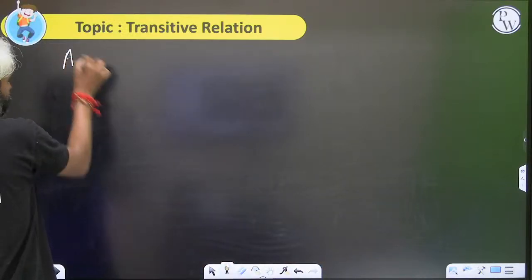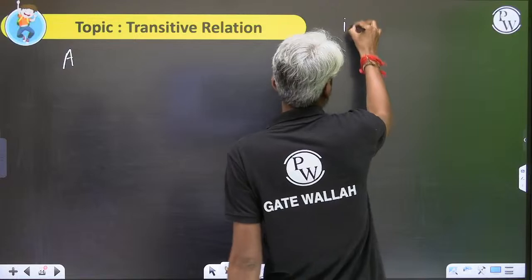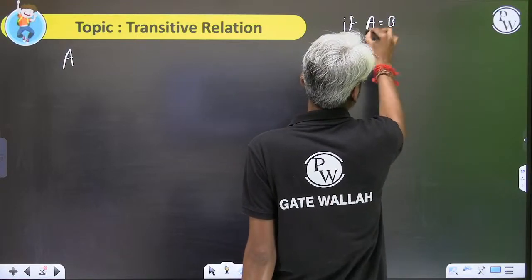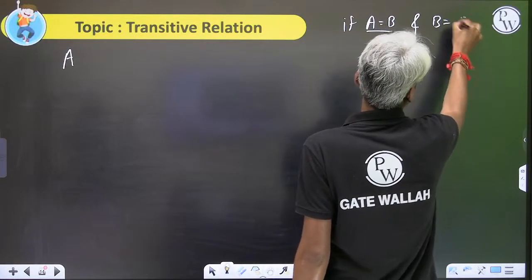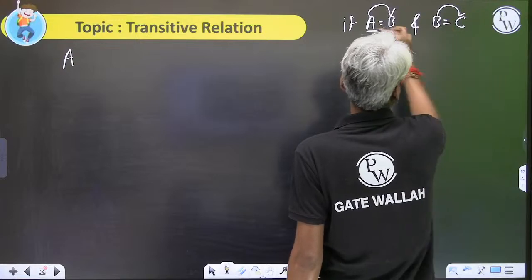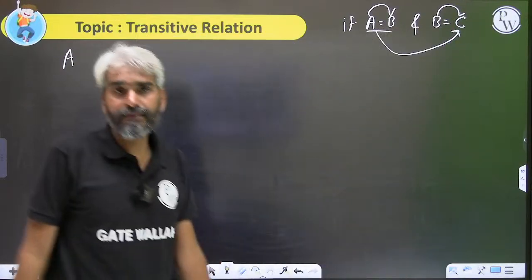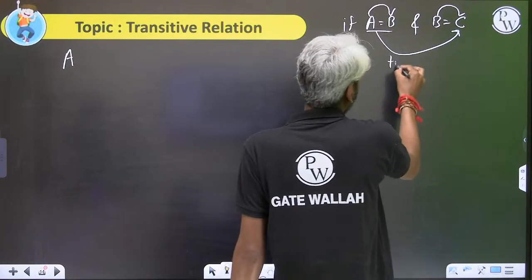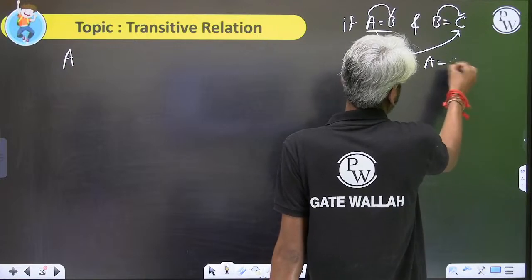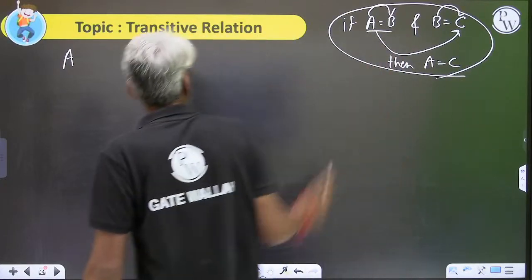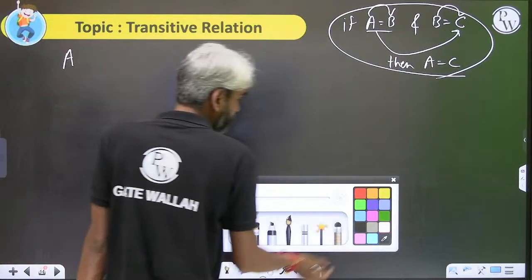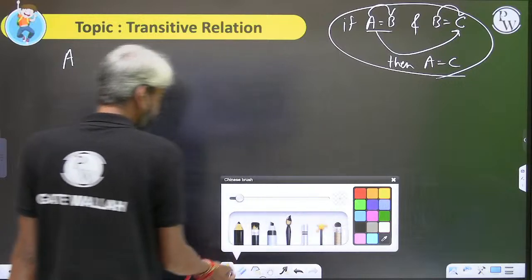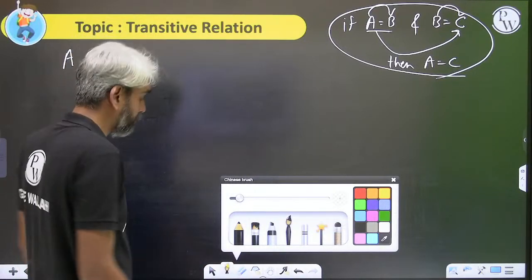A relation, sir, transitive property we know. If A equals B and B equals C, then A should be equal to C. This is just to remember, not the exact same case. That's what we know about transitivity: if A and B are equal and B and C are equal, then A will also be equal to C.